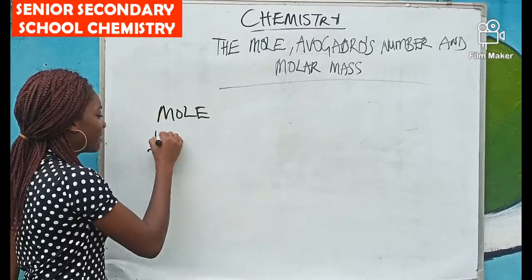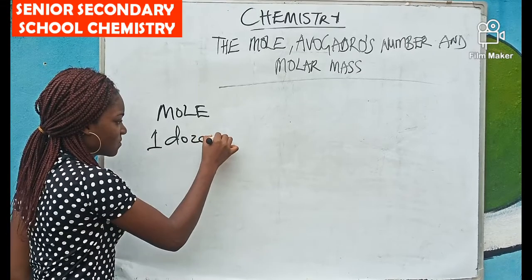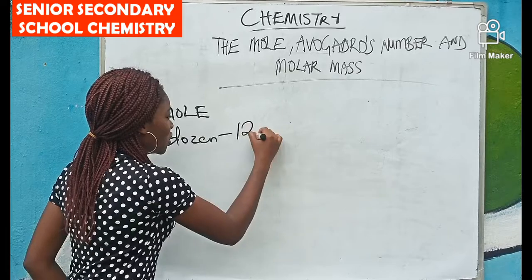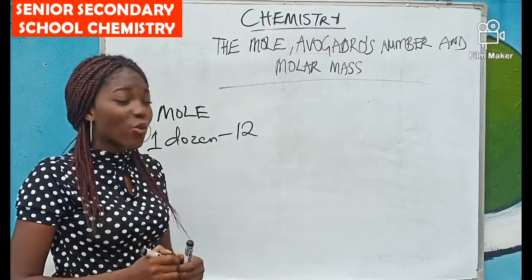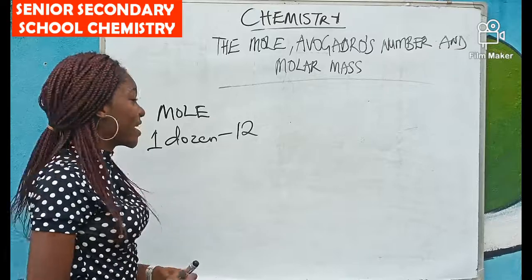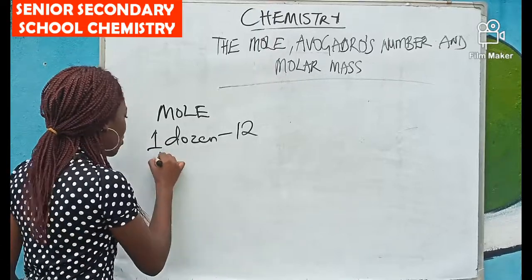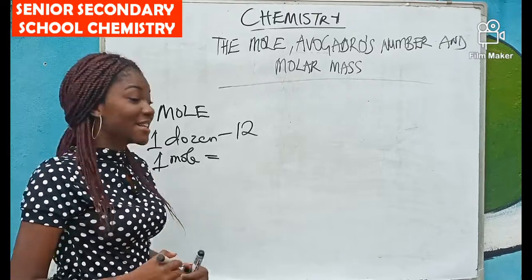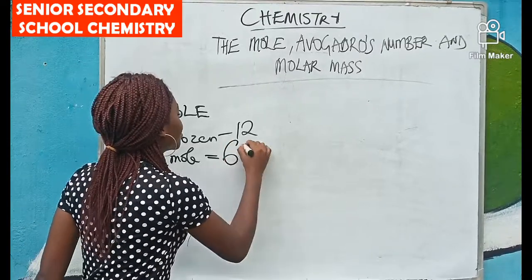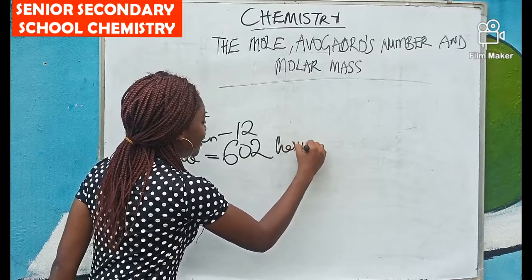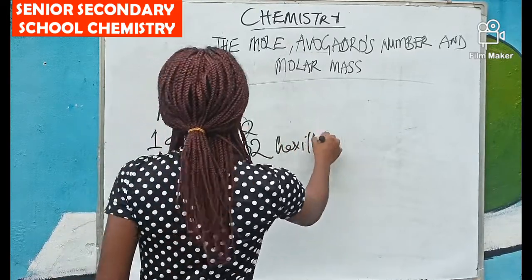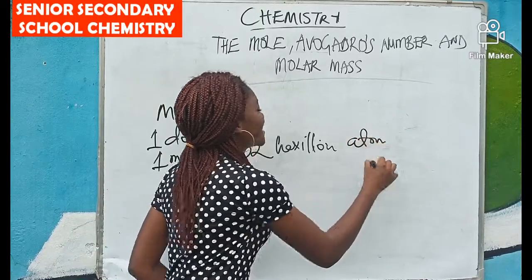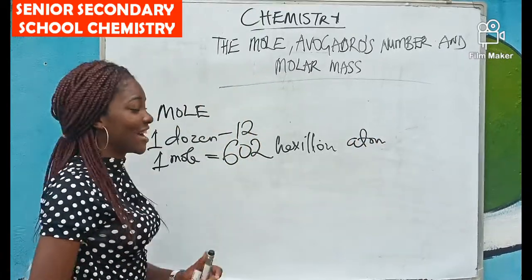Say we have 1 dozen. What comes to our mind when we say 1 dozen? 12. If we say we have 1 dozen of eggs, we have 12 eggs. Likewise, we have 1 mole. 1 mole is equal to a number. That number is 602 hexillion atoms. So 1 mole is equal to 602 hexillion atoms.